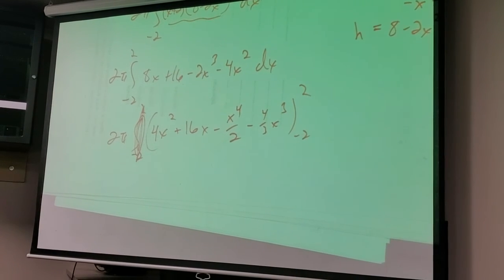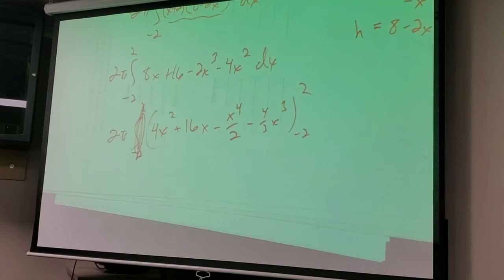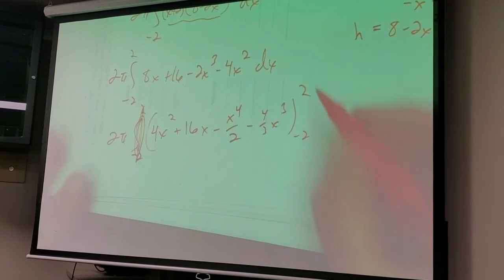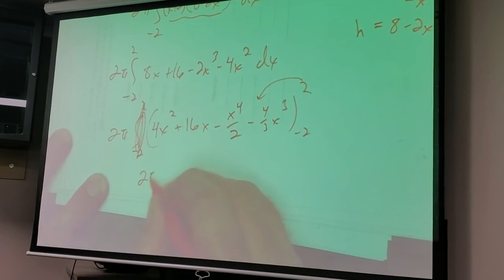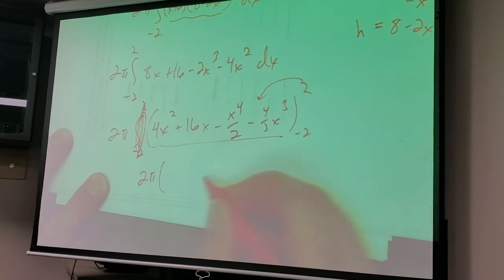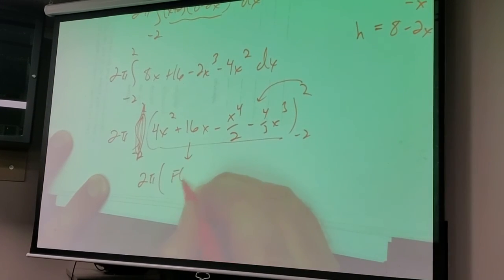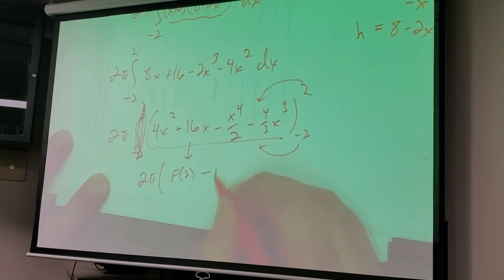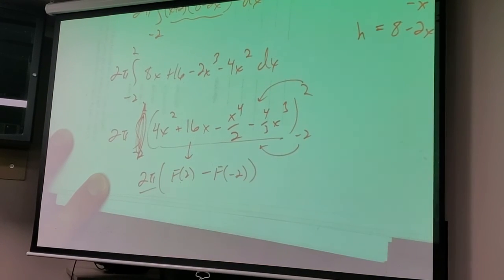So you would do f of b minus f of a and then multiply by the 2 pi, right? Yeah, you plug a 2 in. Yeah, I would do that. I would be 2 pi, figure out what that is, figure out what this is. Okay. So you can multiply by 2 pi at the end, yeah.